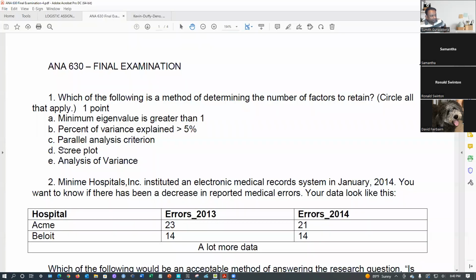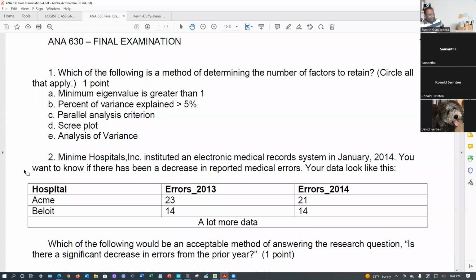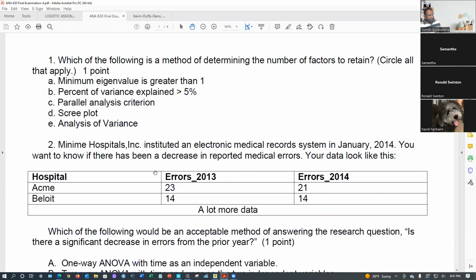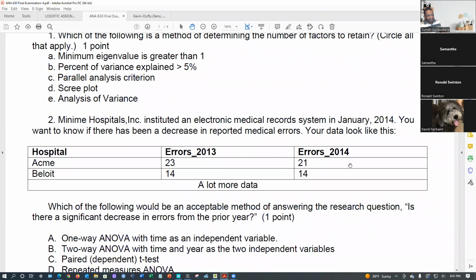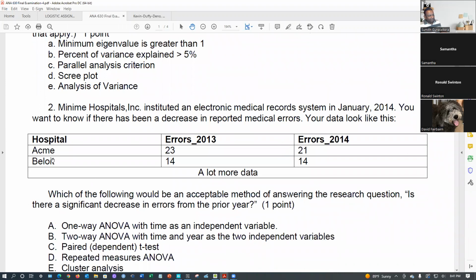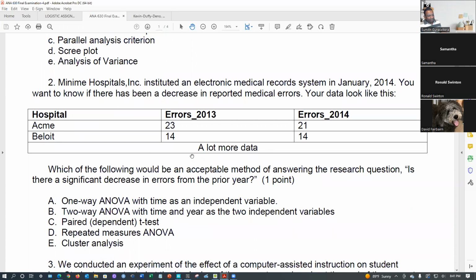Number 2: a hospital incorporation instituted an electronic medical record system in January 2014. You want to know if there has been a decrease in reported medical errors. Your data look like this. These are hospitals, and there are more hospitals. The experimental units are hospitals. This is before, this is after, and there is a lot more data.